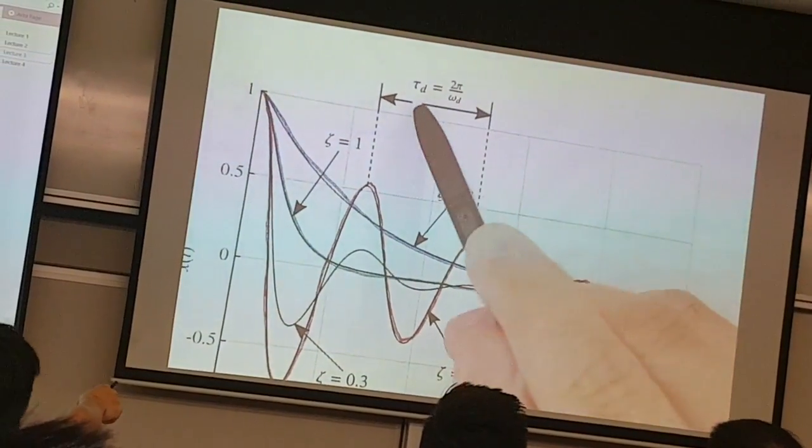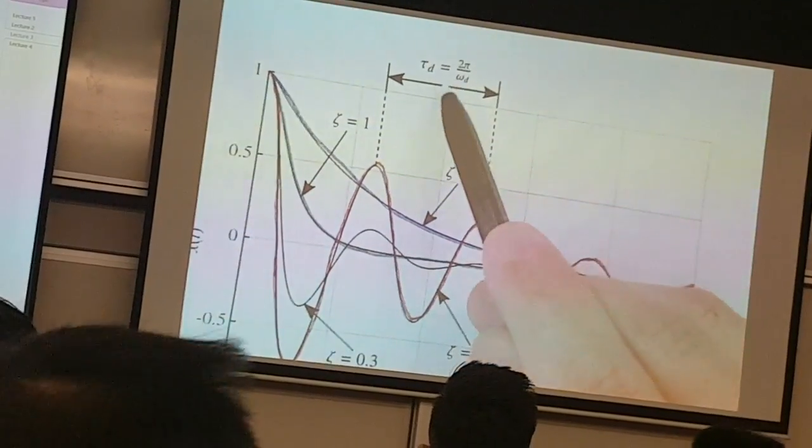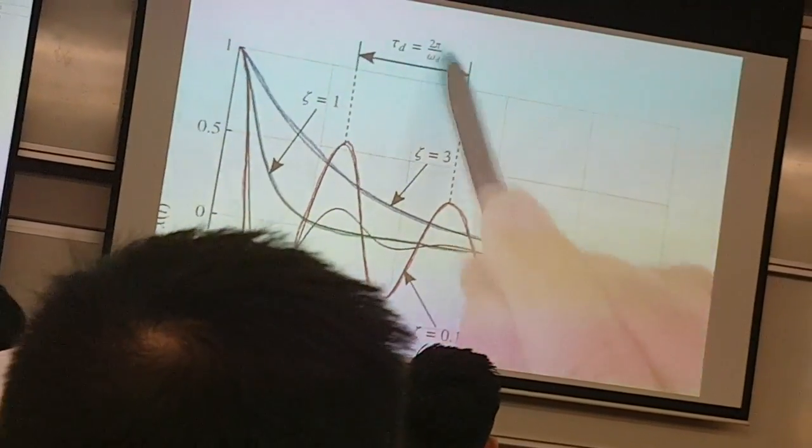The damped period here is tau d equal to 2 pi over omega d. So you have the formula.